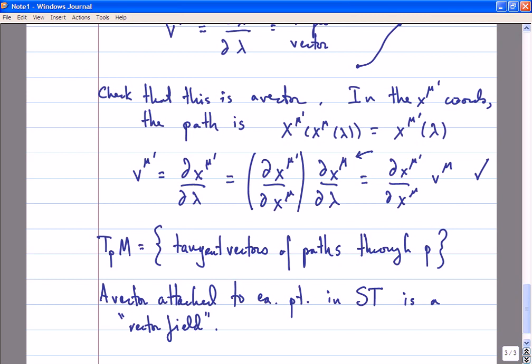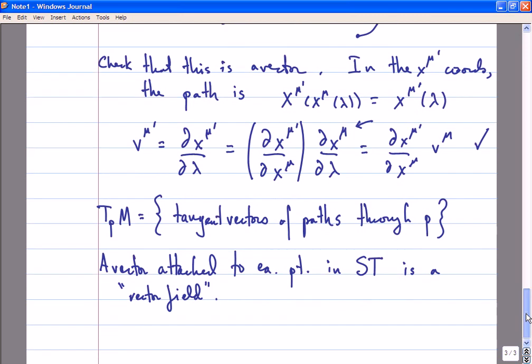Okay, so I'd now like to tell you a different way, an even more geometric way of thinking about vectors. Before I do so, are there any questions? No questions? Okay.